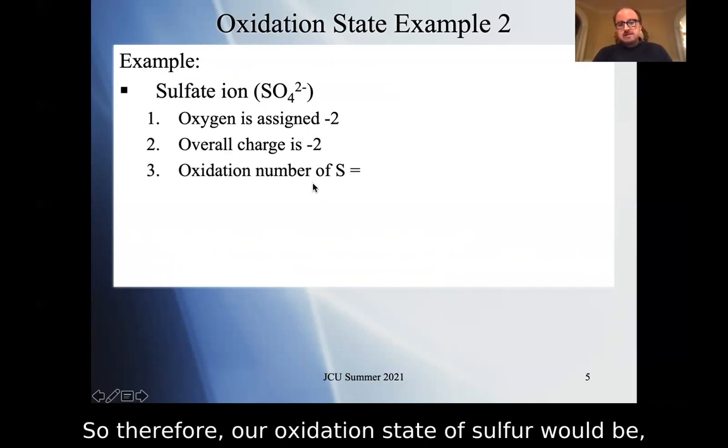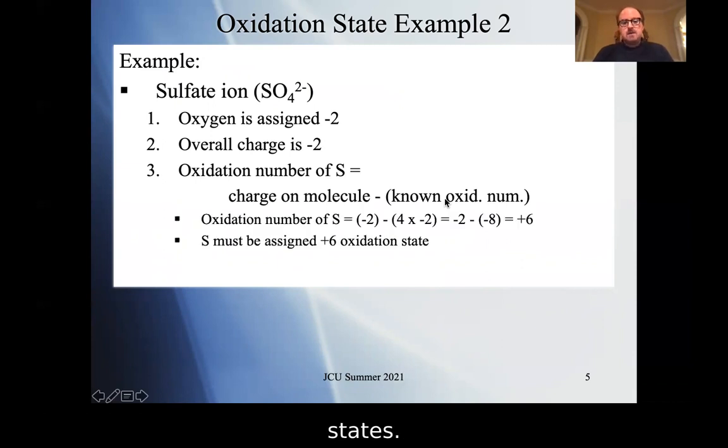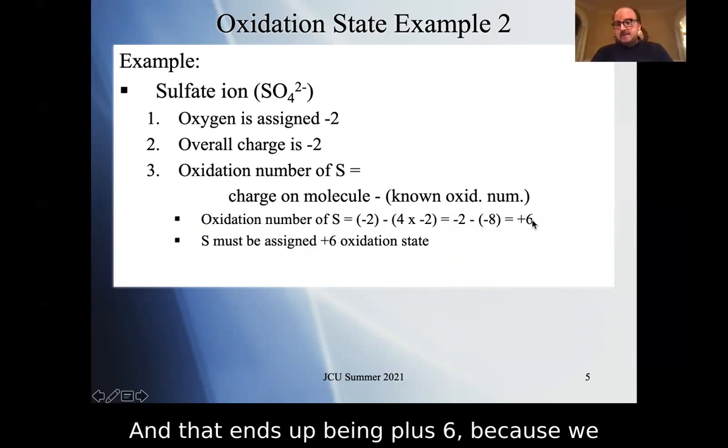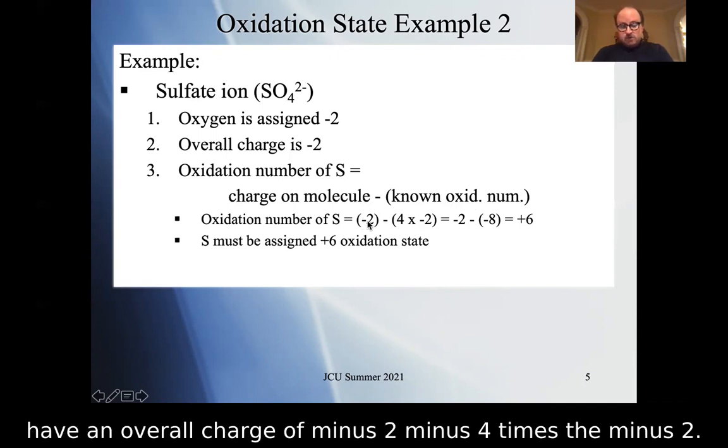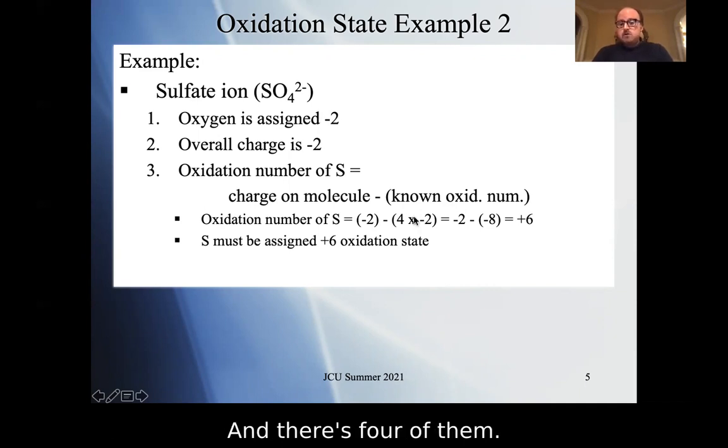So therefore, our oxidation state of sulfur would be, again, charge on the molecule minus the known oxidation states. And that ends up being +6, because we have an overall charge of -2 minus 4 times a -2. That's coming from the oxidation state of oxygen. And there's 4 of them. So we end up with a +6.